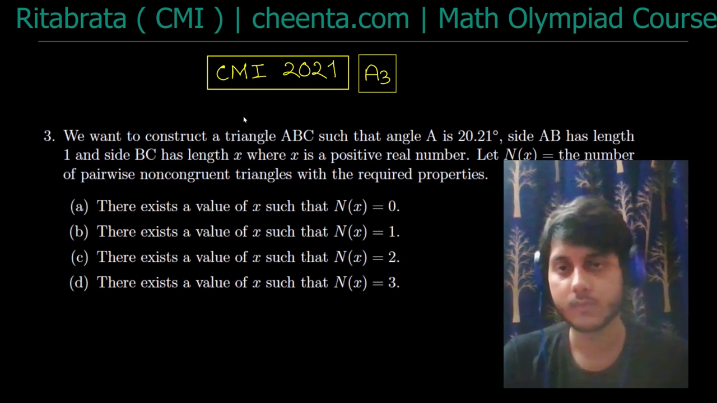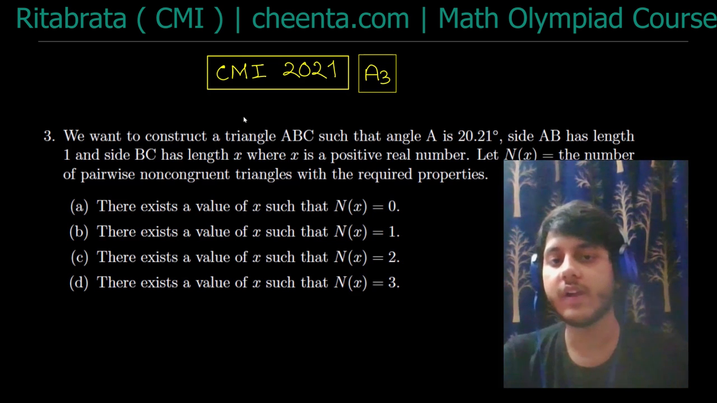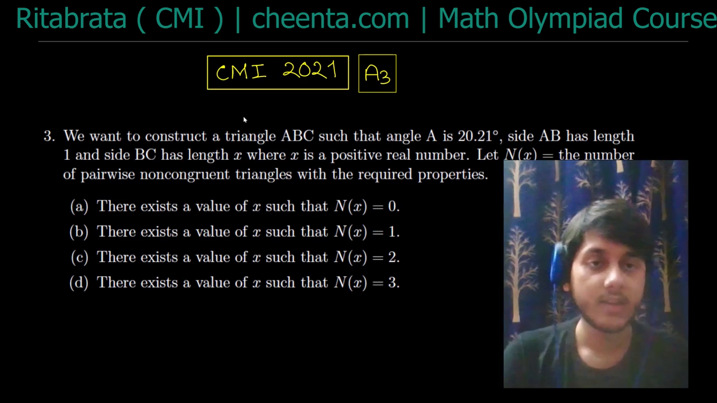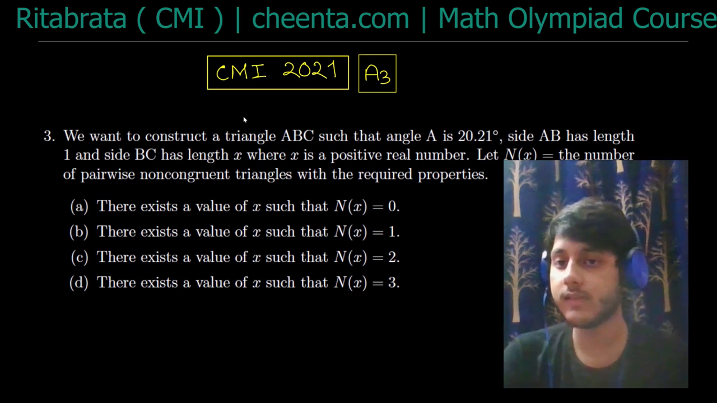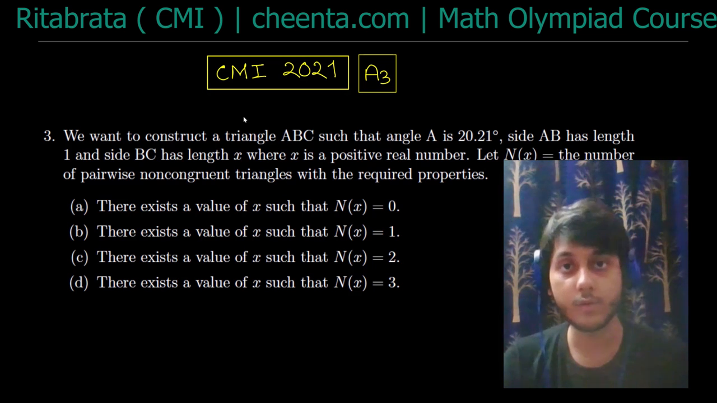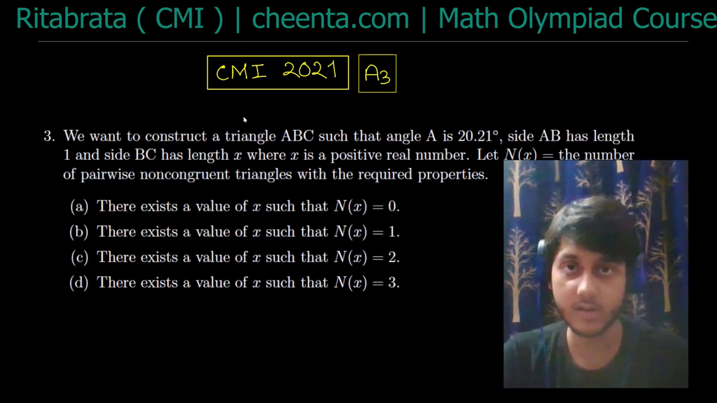So let's see. Here we have to construct a triangle ABC such that angle A is 20.21 degrees. Side AB has length 1 and side BC has length x, and x can be varied, like x is any positive real number. So for a fixed value of x, we define n of x to be the number of pairwise non-congruent triangles with the given properties.